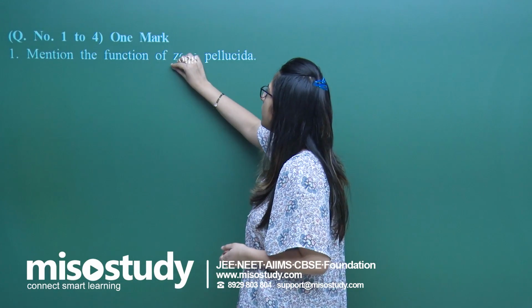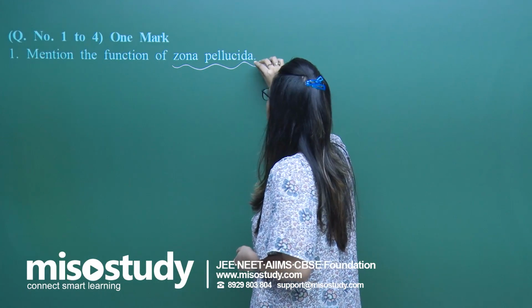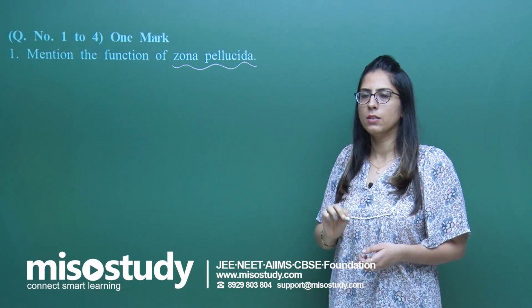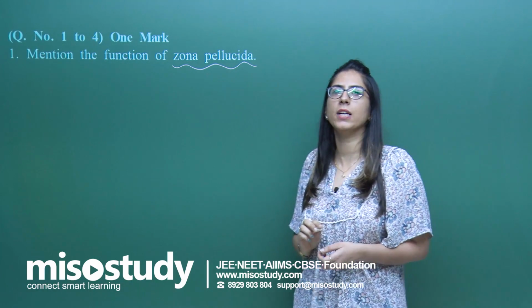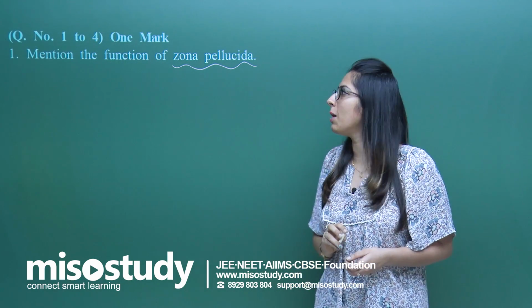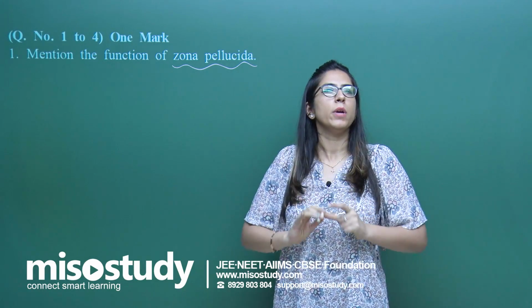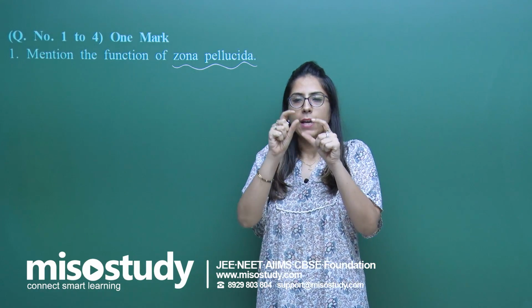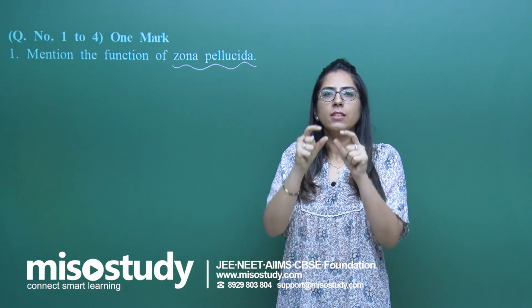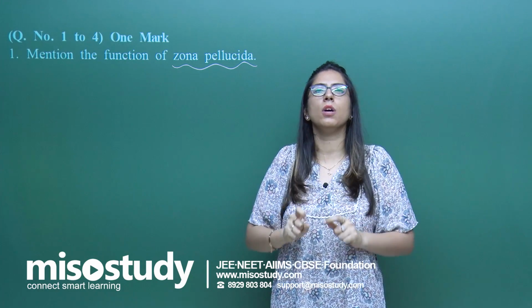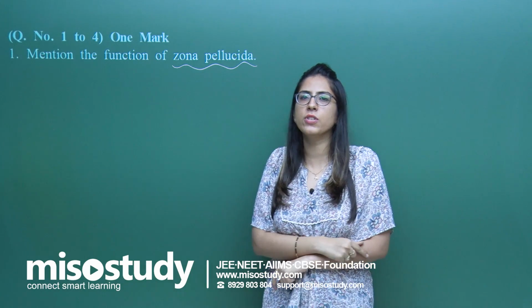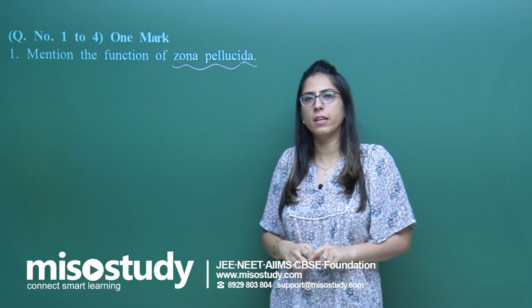Mention the function of the zona pellucida. Now, first of all, tell me where the zona pellucida is present. The zona pellucida is present outside the oocyte, and whenever a sperm tries to enter the egg, if one sperm has entered, characteristic changes within the zona pellucida will happen, due to which it will not allow further entry of sperm.